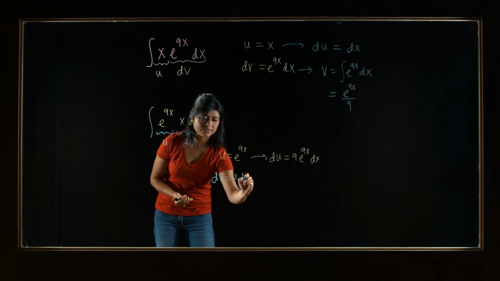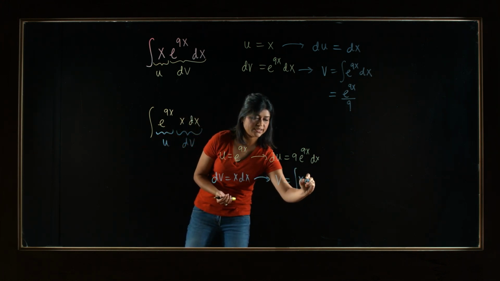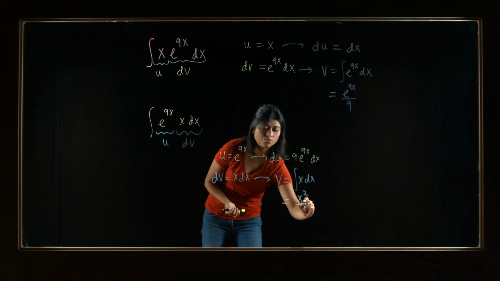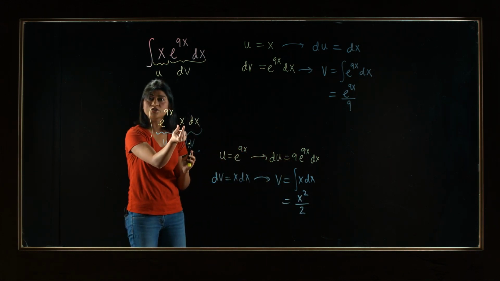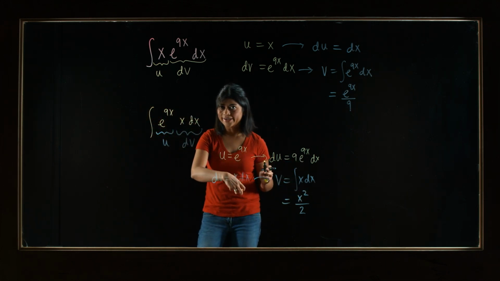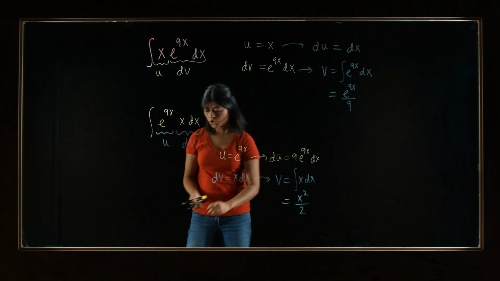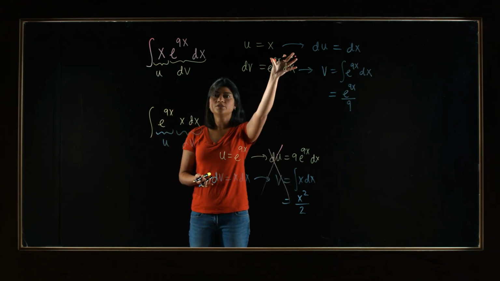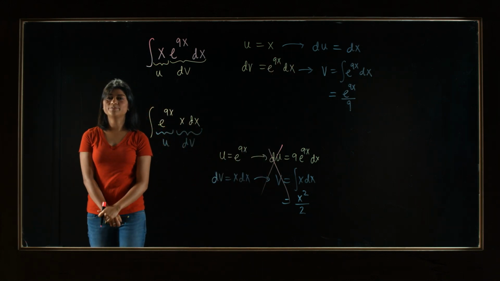dv is x dx. So to extract v from there, we have to integrate x dx. And what is the integral? It's x squared over 2. Now note very carefully what happened. We started with just the function x, and we ended up getting x squared. So we are not simplifying the expression, we are making it more complicated. So this is not a very good choice. You should not choose u and dv this way, but you should choose it the first way. That's the best choice to solve this problem using integration by parts.